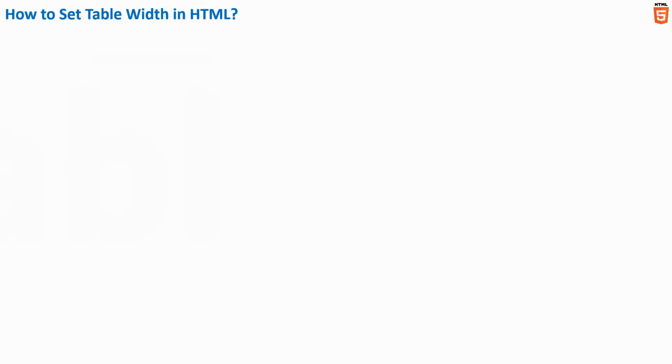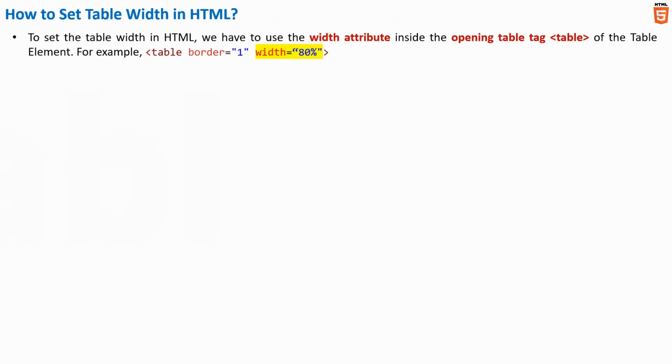So friend, let's start. Now to set the table width in HTML, we have to use the width attribute inside the opening table tag of the HTML table element. For example, we will have the opening table tag inside which we will use the width attribute with some value. Say here the width attribute is having a value of 80%. Please note we can even specify the value for the width attribute in pixels.